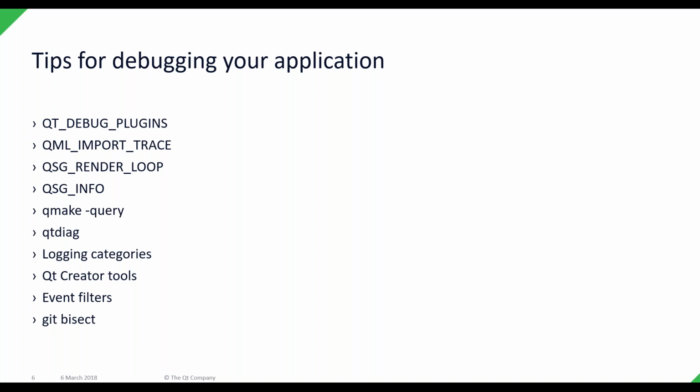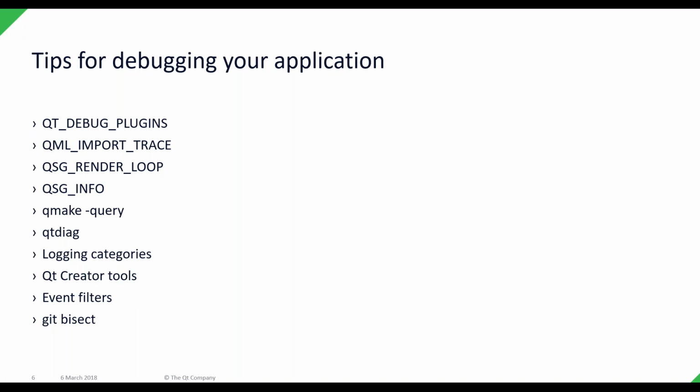Then the last environment variable is QSG info. This gives some basic OpenGL information and scene graph information for your QML applications at startup. This is also useful, so you can see if something looks odd that doesn't fit with what you expect from the graphics setup for your computer. As always with these four environment variables, it's useful to just try setting them to see what the output looks like, because if you can see what it looks like when it's running, it's useful when you're trying to debug your application later.